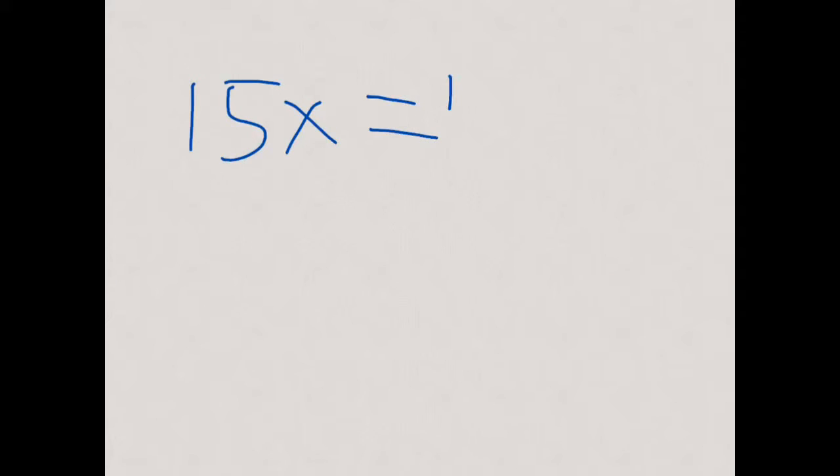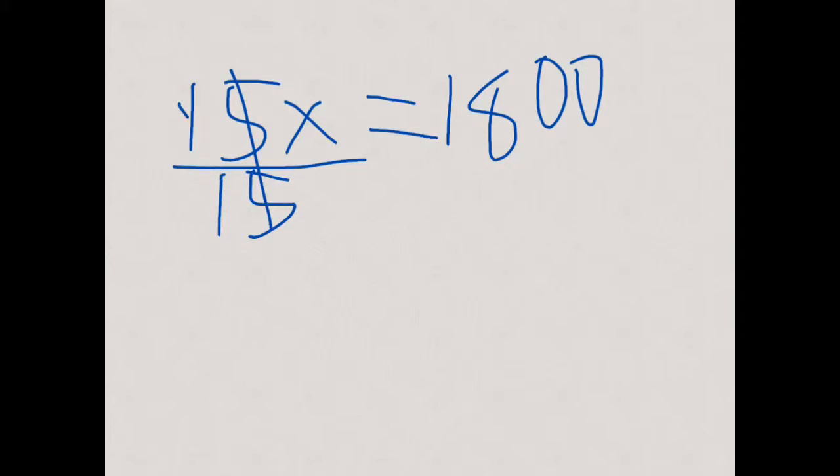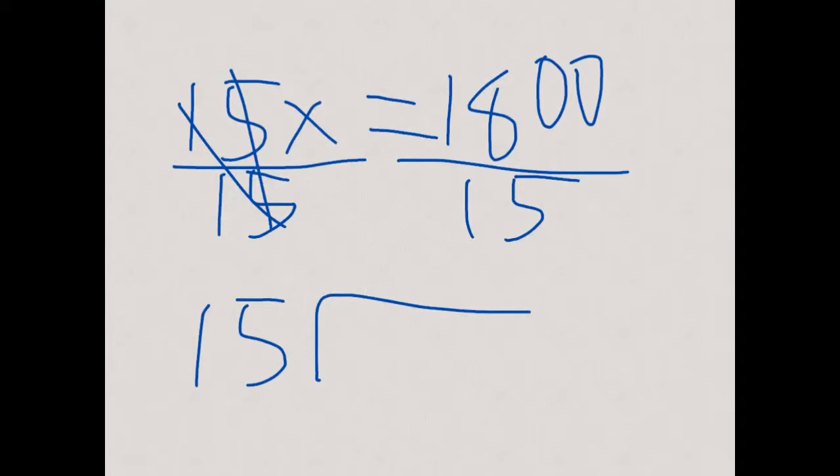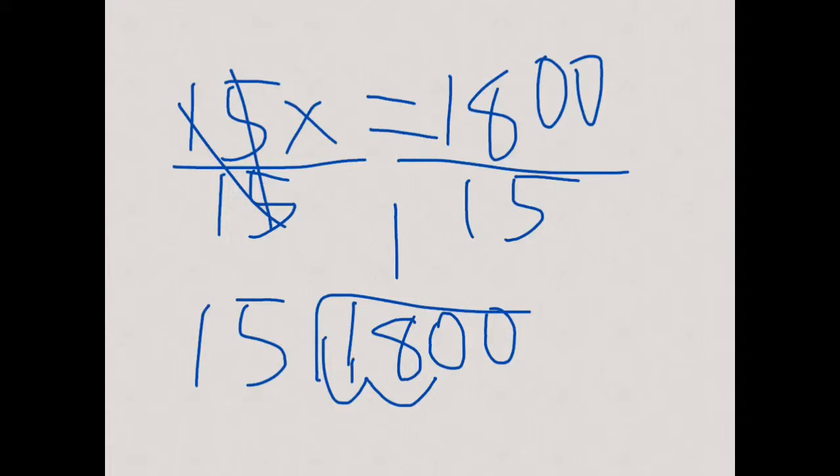15x equals 1800, divide by 15, divide by 15. So I'll put it in this form because it's a little easier to work with right now. Can 15 go to 1? No. To 18, yes. 1 time. Have remainder of 3. Drop my 0.